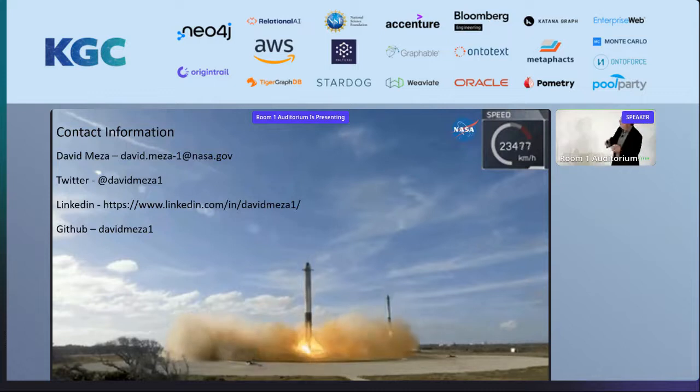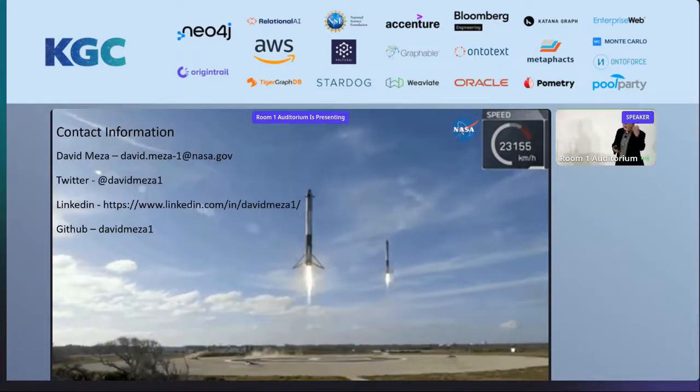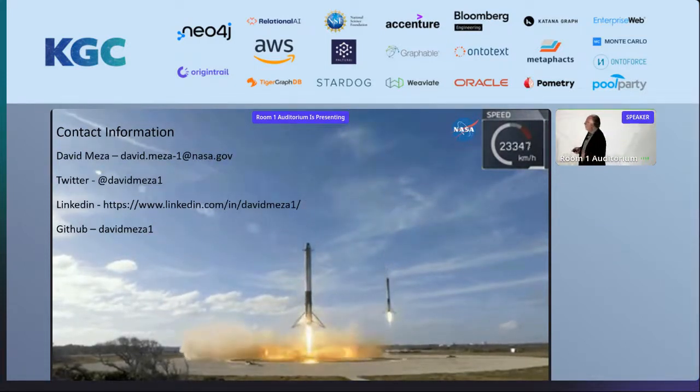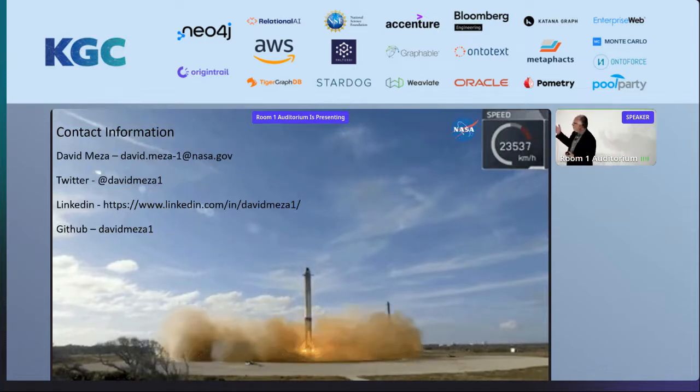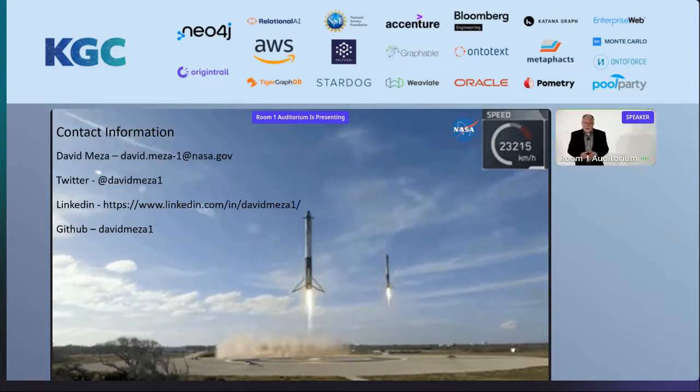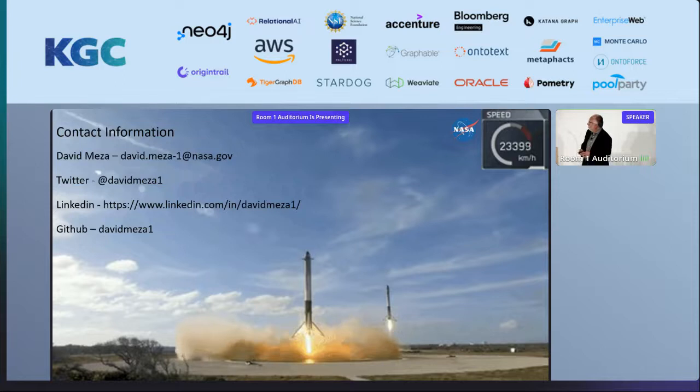If you don't know, these are the Dragons from SpaceX that come back down and land. I use this image in most of these talks just to show a lot of the work that we do at NASA, not only internally but with commercialization.